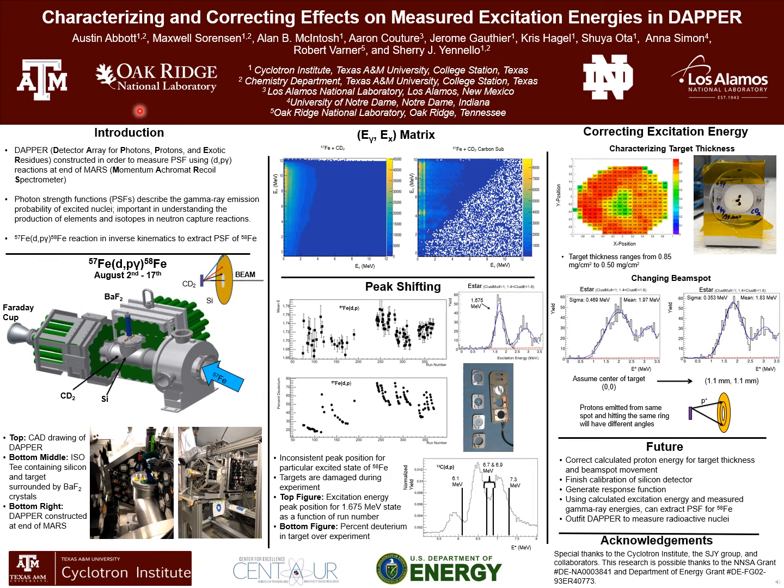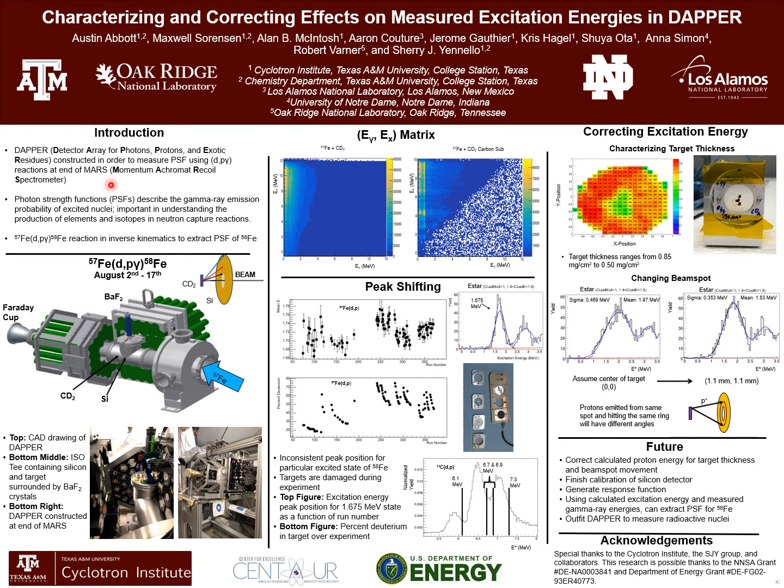I'm a graduate student at the Texas A&M Cyclotron Institute, and today I'm going to talk to you about my work involved in characterizing and correcting effects on measured excitation energies in DAPR. DAPR is the detector array for photons, protons, and exotic residues, which we constructed at Texas A&M for the purpose of measuring photon strength functions of excited nuclei produced in (d,p gamma) reactions. It is placed at the end of MARS, which is the momentum achromat recoil spectrometer.